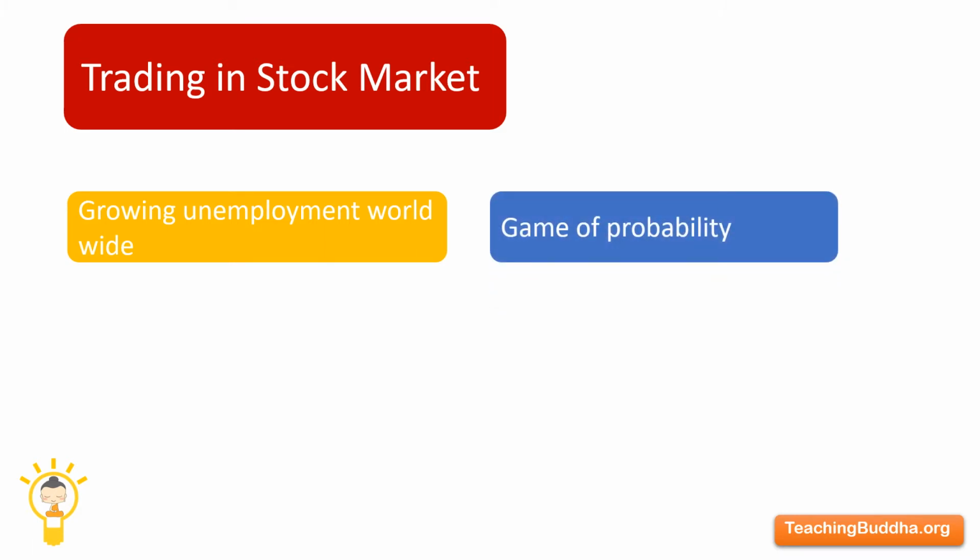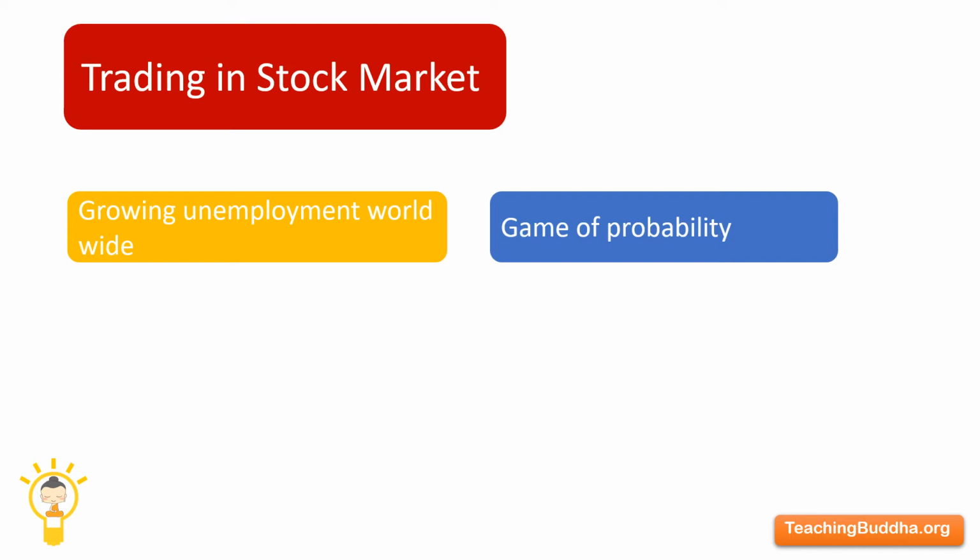Trading in the stock market is a game of probability. In this game, you will have 50% chances of winning or 50% chances of losing. For example, if you toss a coin and if you bet on head, you will have 50% chance of winning. You will have 50% chance of getting head. Similarly, if you bet on tail, you will have 50% chance of winning. Similarly, in the stock market, it is also a 50-50 chance.